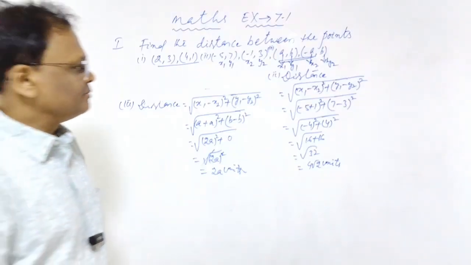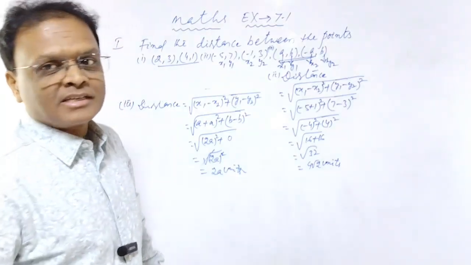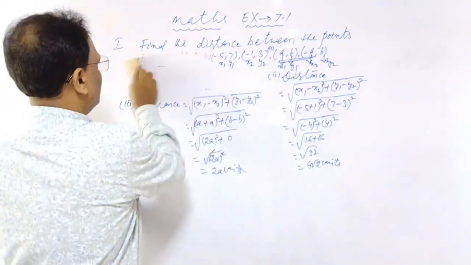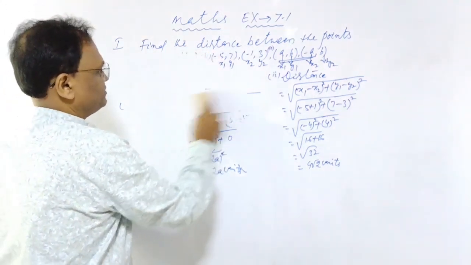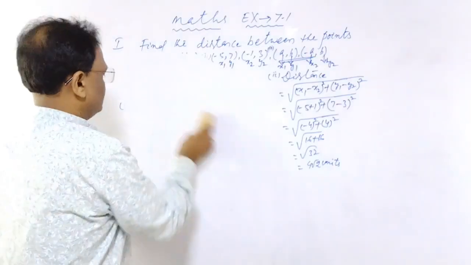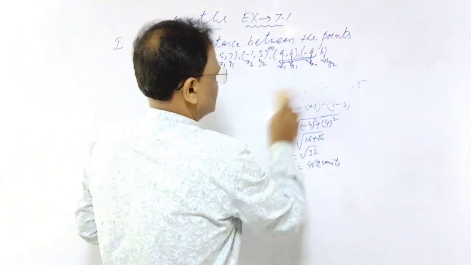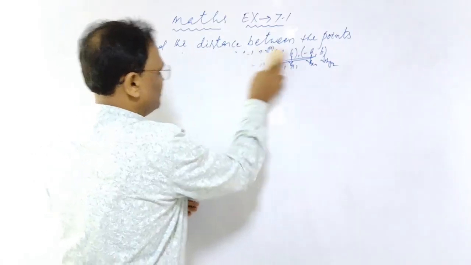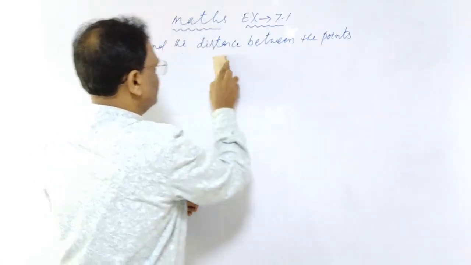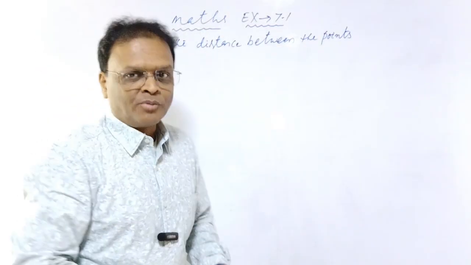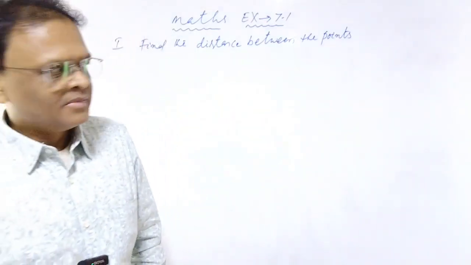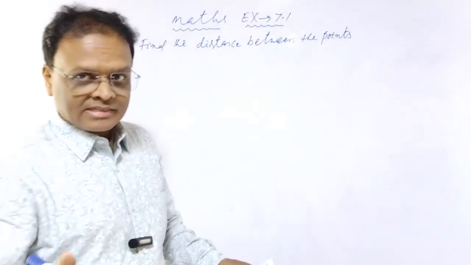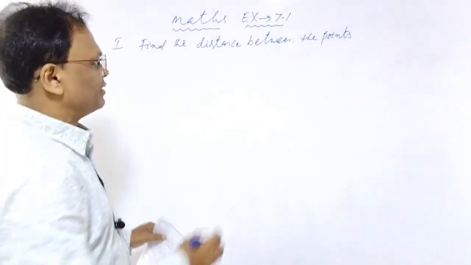Now for the second question. The second question is asking to find the distance between the origin and one point. What is it asking? Again, he is asking the same: find the distance between the points, but the 2 points are different. So what are the points he has given? The first point he has given is the origin, and the second point is 36 and 15.